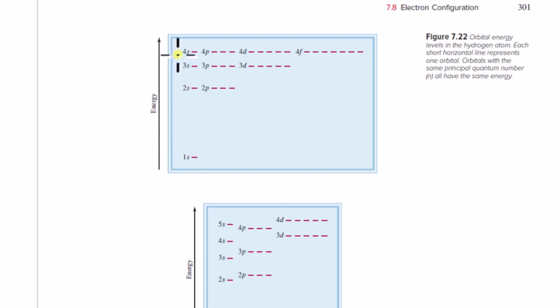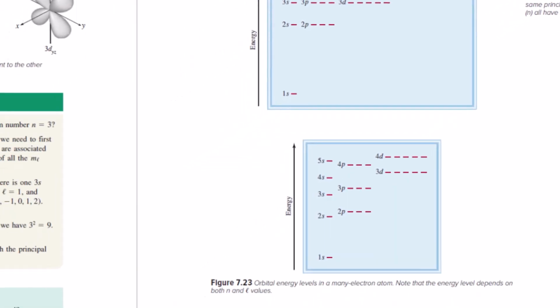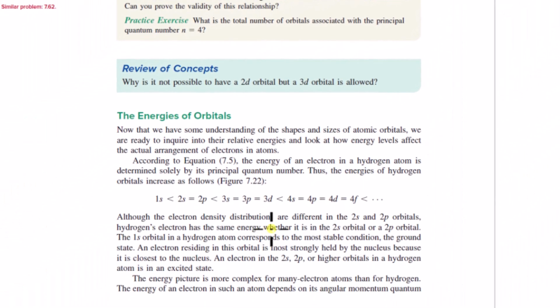It's nonlinear, right? Although the electron density distributions are different in the 2s and 2p orbitals, hydrogen's electron has the same energy whether it's in the 2s orbital or a 2p orbital. The 1s orbital in a hydrogen atom corresponds to the most stable condition, the ground state. An electron residing in this orbital is most strongly held by the nucleus because it is closest to the nucleus. An electron in the 2s, 2p, or higher orbitals in a hydrogen atom is in an excited state.